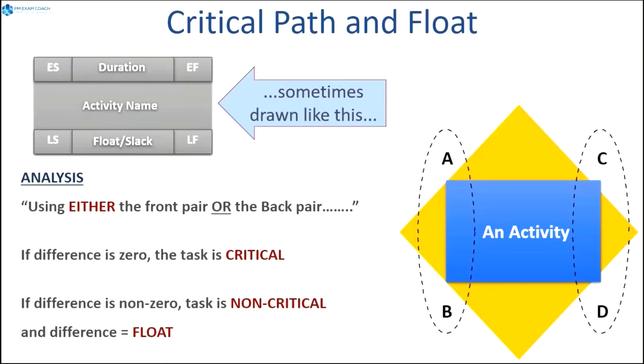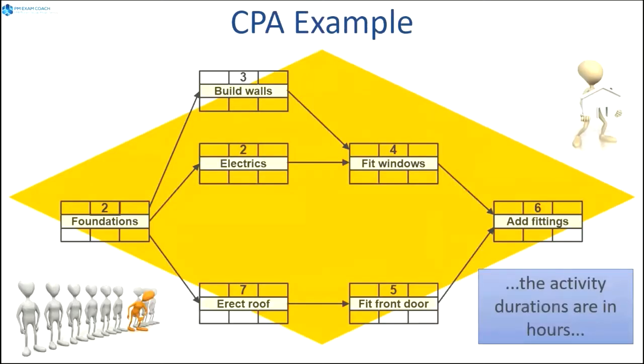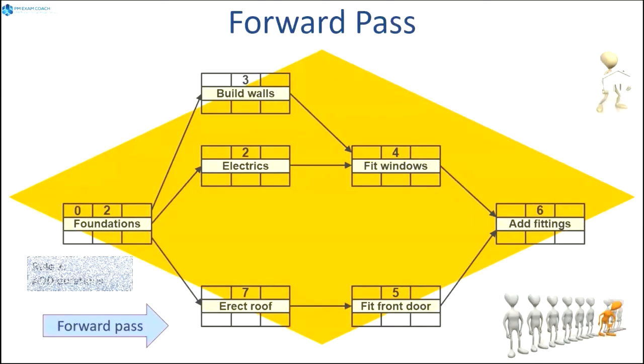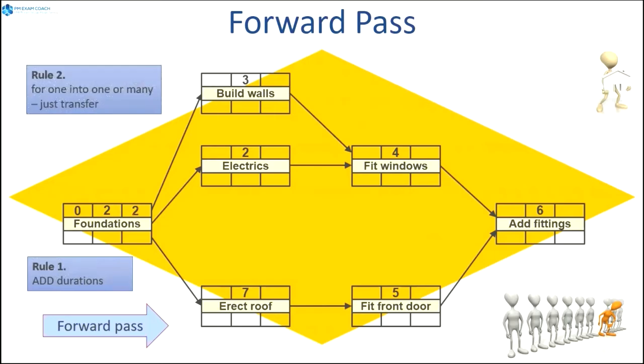So let's do an illustrated example. We'll start off with a day 0 diagram for this construction project that we're doing. And if it starts on day 0, day 0 is a little different now. 0 plus 2 is 2, right? So rule number 1 is add the duration. Okay, and then we know that we're going to transfer that 1 into many. So that 2 is going to get paid forward.